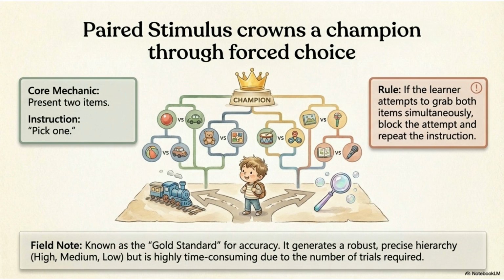Paired stimulus crowns a champion through forced choice. The core mechanic is presenting two items with the instruction, pick one. It is known as the gold standard for accuracy, generating a robust preference hierarchy, but it is highly time-consuming.